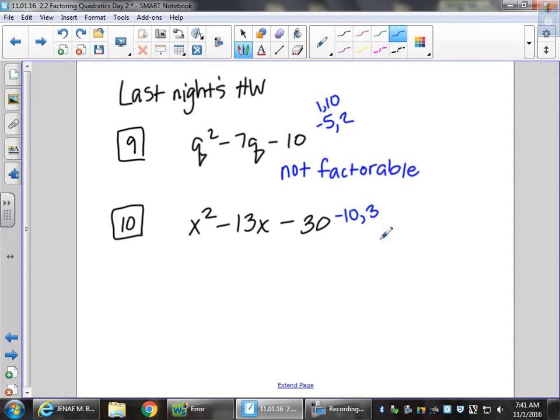Are there other factors of 30 that could help us out here? How about 15 and 2? Which of these needs to be negative to get a negative 13? 15. The 15 or the 2? The 15. So this factors to be x minus 15, x plus 2.